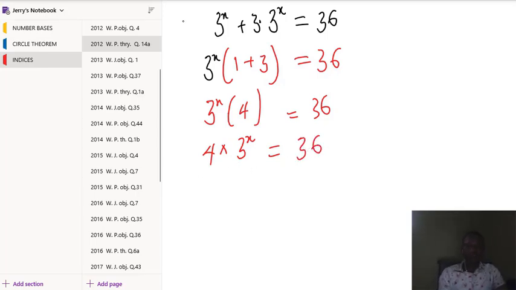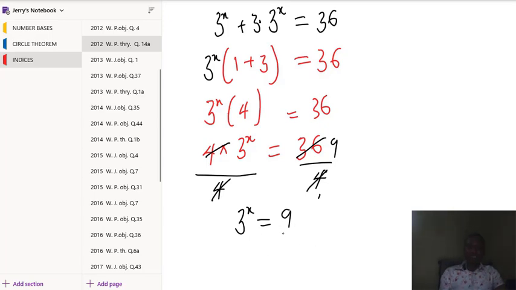Now we are solving for x. What are we going to do? Let's divide both sides by 4, because 4 is the coefficient of these indices. So we have 4 here and 4 here. This 4 will cancel the coefficient of the 3 exponent x, and 4 goes into 36 nine times. So we have 3 exponent x equal to 9.